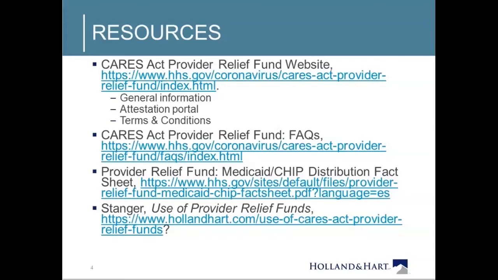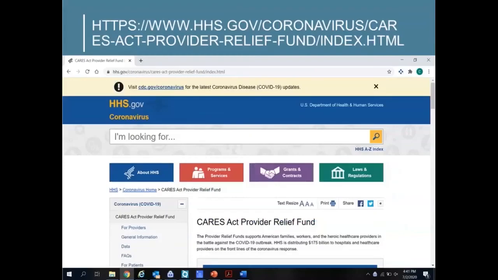We've also given you a PDF version of the latest version of those FAQs that came out, I believe, June 30th. We've also provided you with a distribution fact sheet dealing with the upcoming Medicaid CHIP distribution that's going to be coming down the pipe. That only applies to those who have not received the general distribution funds or are not eligible for those. In addition, I provided you with an article that I did on the use of the provider relief funds. If you want to access more information about the provider relief funds, there it is.